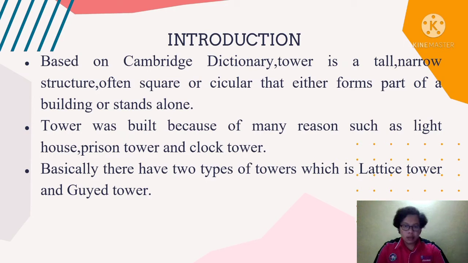Introduction. Based on Cambridge Dictionary, tower is a tall, narrow structure, often square or circular, that either forms part of a building or stands alone. Tower was built because of many reasons, such as lighthouse, horizon tower, and clock tower. And basically, they have two types of tower, which is lattice tower and guy tower.